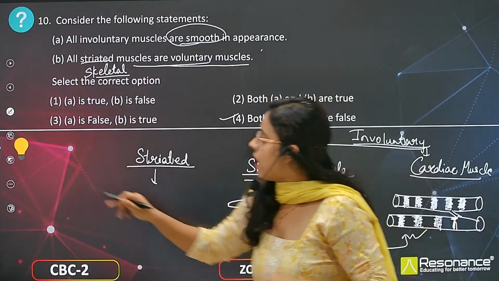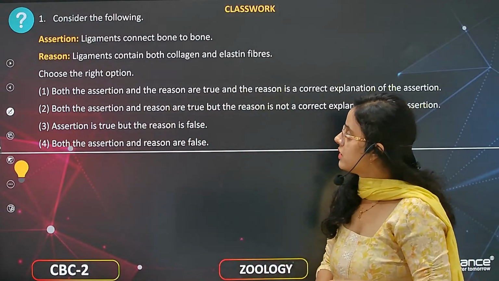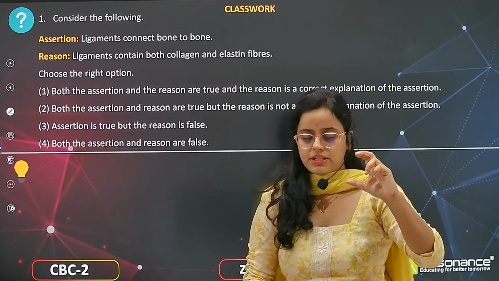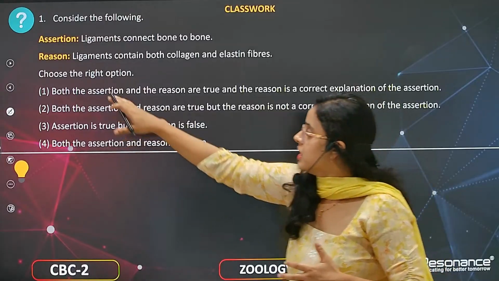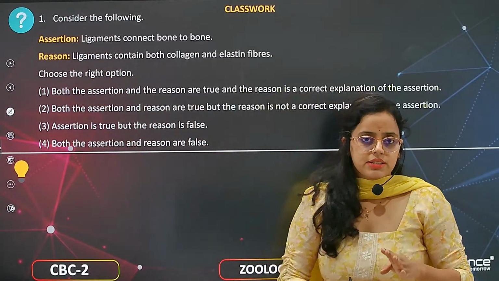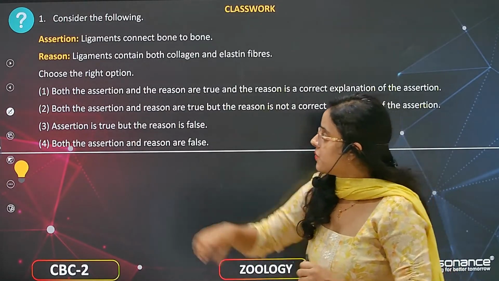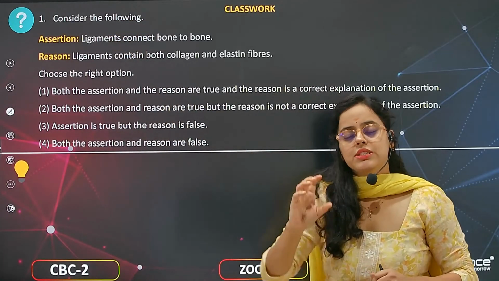So here you have to understand this. Now coming back to assertion reason questions, consider the following assertion. You have to read the assertion and the reason. Let us see how to attempt these kinds of questions. Assertion: ligaments connect bone to bone. Reason: ligaments contain both collagen and elastin fibers. So here this is statement 1, which means ligament. What is ligament doing? It is connecting two bones.